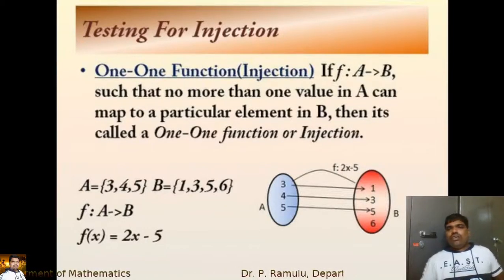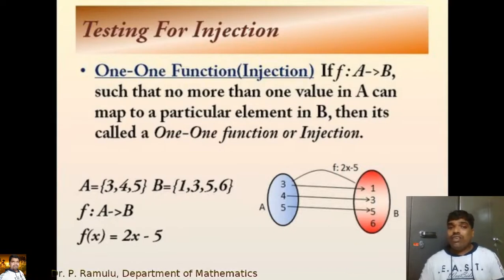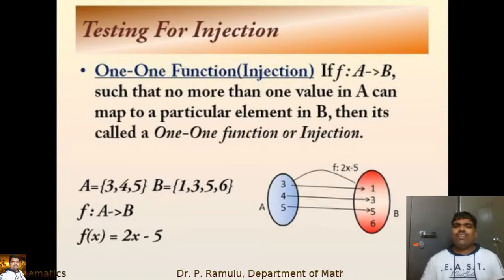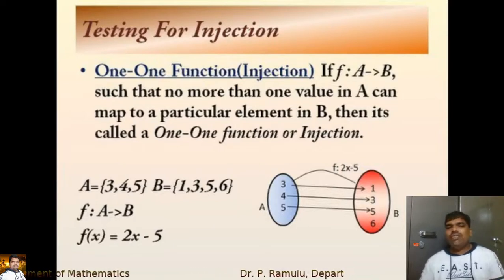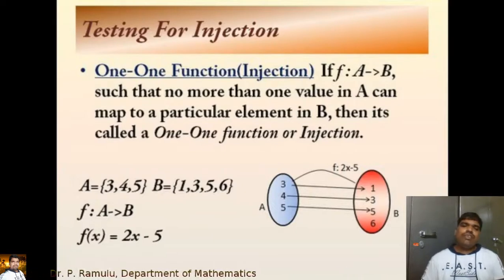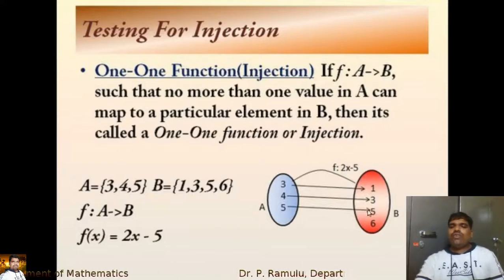So, if f from A to B is such that no more than one value in A maps to a particular element in B, then it is called a one-to-one function. Simply, different elements have different images. You can observe here: 3 goes to 1, 4 goes to 3, 5 goes to 5 only, and distinct elements have different images.